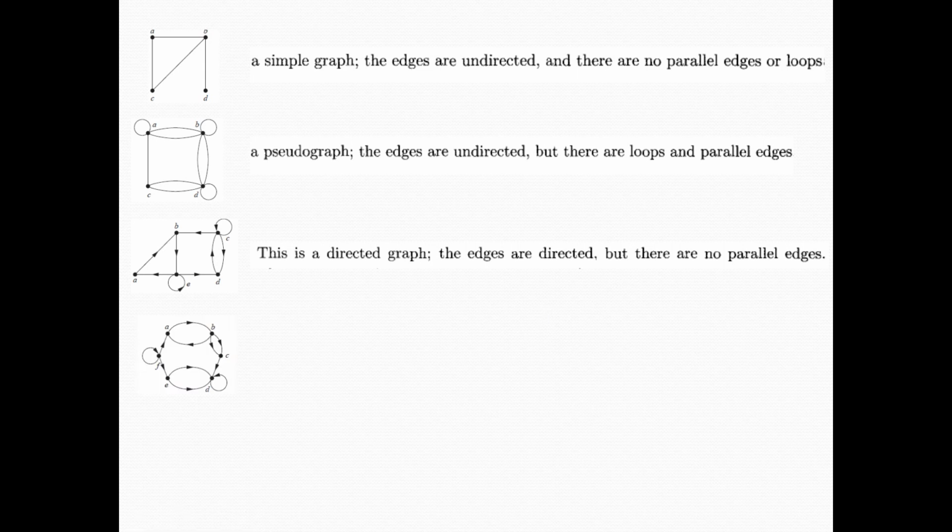Now, again, this is a directed graph, and you can see here the parallel edges, right? More than one edge is connecting two vertices in the same direction. So this is a directed multigraph. The edges are directed, and there is a set of parallel edges. Okay. So these are a few examples of the graphs which we discussed in this video.